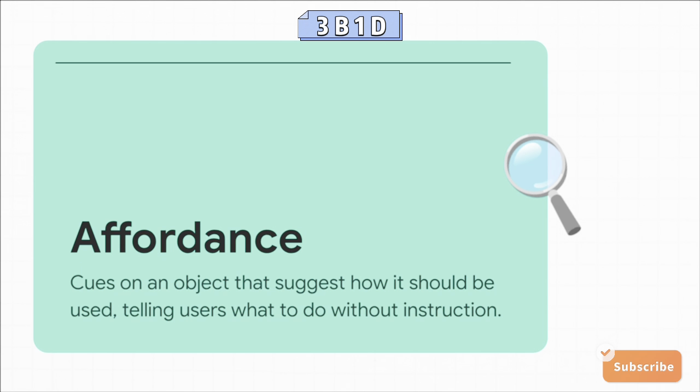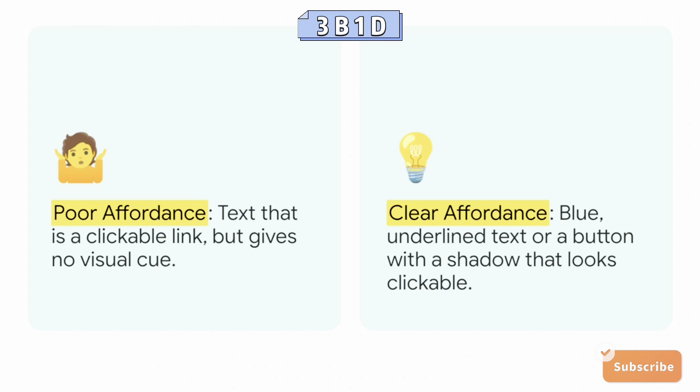A doorknob just looks like it should be twisted. A coffee mug handle just begs for you to put your fingers through it. These things tell us what to do without ever needing an instruction manual. And we see this all the time in the digital world. You know when plain black text is secretly a link? That's got terrible affordance. There's 0 clue you can click on it. But blue, underlined text, or a button that has a little shadow to make it look raised, those have great affordances. They basically scream, "Hey, click me," without saying a single word. It makes everything feel intuitive.